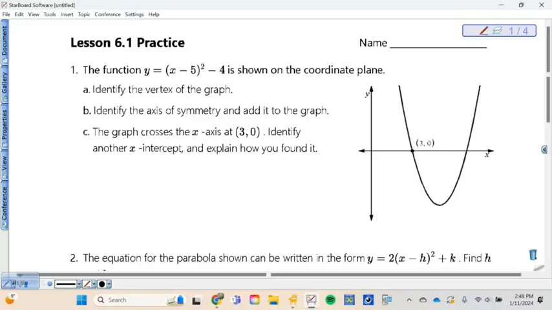This equation, what form is that equation in? What form is that called? Yeah, vertex form, because the H and the K tell us our vertex. Right, so my vertex is down here, but what is the point that it's at?